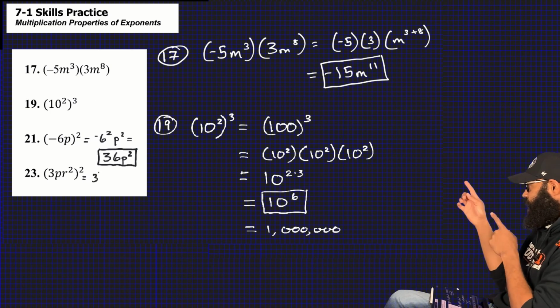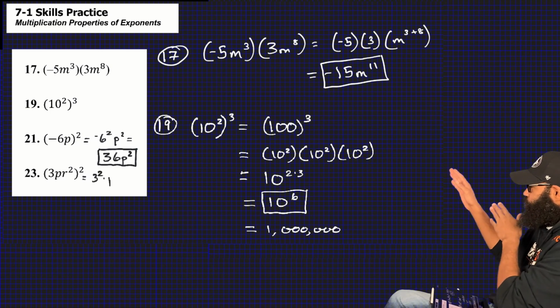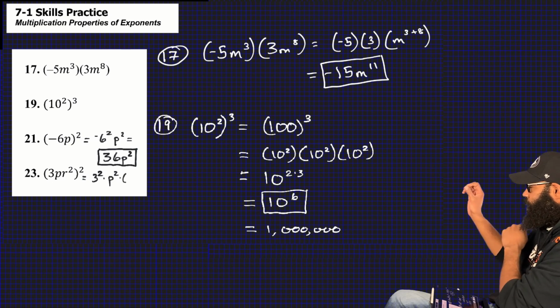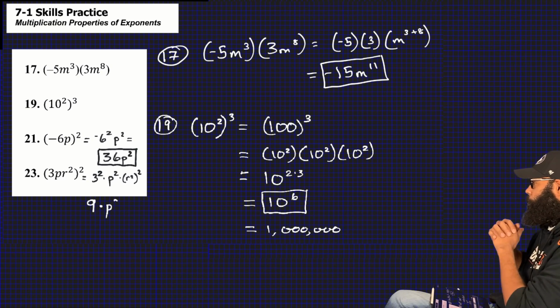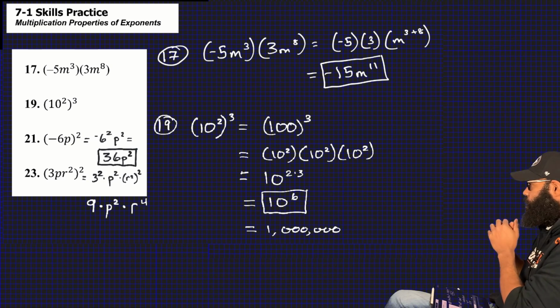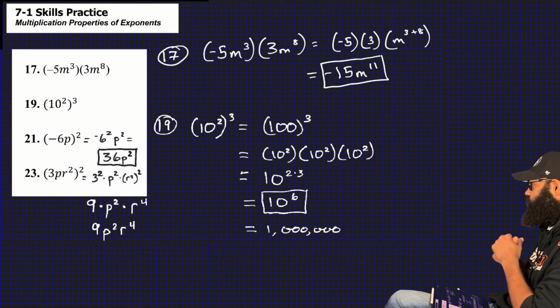Now, check it out for 23. 23, 3 to what power? The first power. So 1 times 2 gives me 3 to the second. P to the invisible 1 power. Again, 2 times 1 gave me 2. But r to the second power. Right. R to the second power. Well, that's r to the fourth now. So 3 squared gives me 9. P to the second. R to the fourth. And there's our boxed answer, guys.